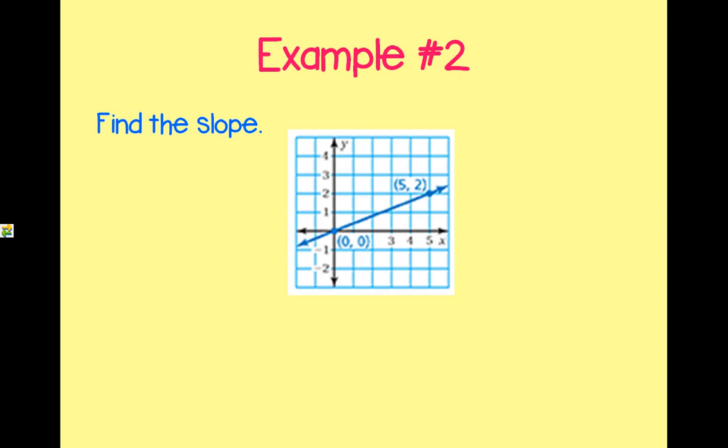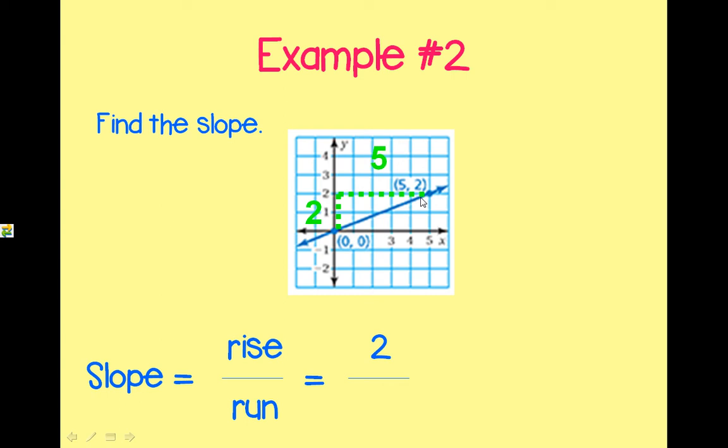Let's find the slope of this line. We're going to use our rise over run. I'm once again going to start with my left hand point. To get to this point over here, we're going to rise first. We're going up 1, 2, so that will be a positive 2. Then we run 1, 2, 3, 4, 5 to get to the other point. It is simplified, so our slope is 2/5.